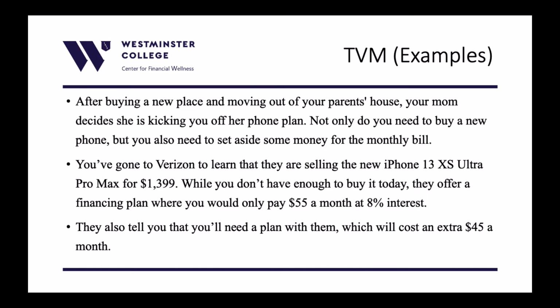You've gone to Verizon to learn that they are selling the new iPhone 13 XS Ultra Pro Max for $1,399. While you don't have enough to buy it today, they offer a financing plan where you would only pay $55 a month at 8% interest. They also tell you that you'll need a plan with them, which will cost an extra $45 a month.